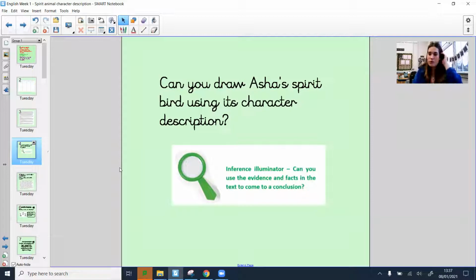Wonderful. Hopefully we've all had a go. At the end, I'm going to show you what the bird really looked like, okay? But obviously, there is no right or wrong answer. It's just about creating that image in your mind. So hopefully we can see some of the features and some of the language used helped you to imagine Asher's spirit bird.